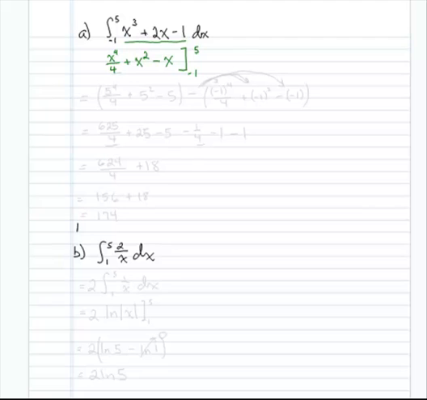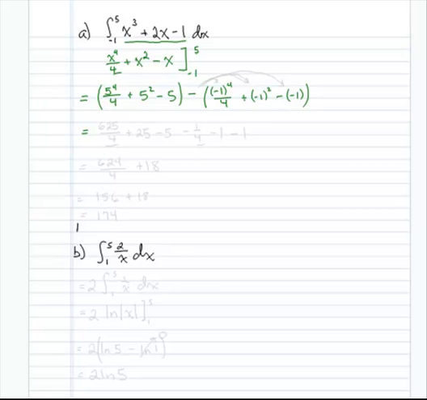Now we need to put in our limits and apply the fundamental theorem of calculus. So it's the top minus the bottom, or upper minus lower. So we have 5 to the fourth over 4 plus 5 squared minus 5. So that's putting in our upper limit into our antiderivative. Minus, it's always minus. Now we're going to put in our lower limit. It's a good idea to put that in parentheses. So negative 1 to the fourth over 4 plus negative 1 squared minus a negative 1.